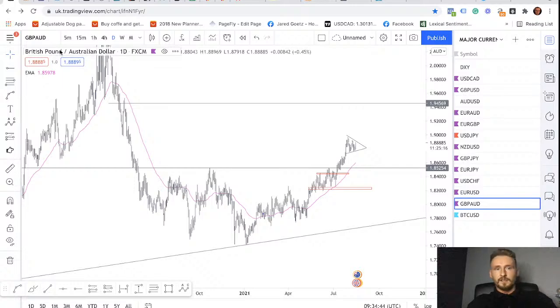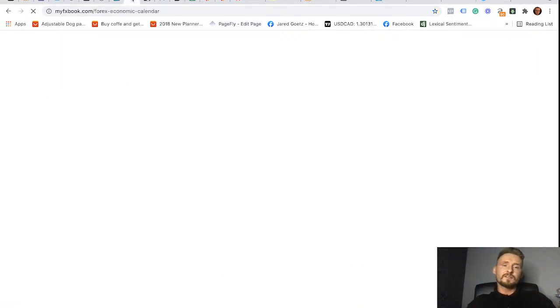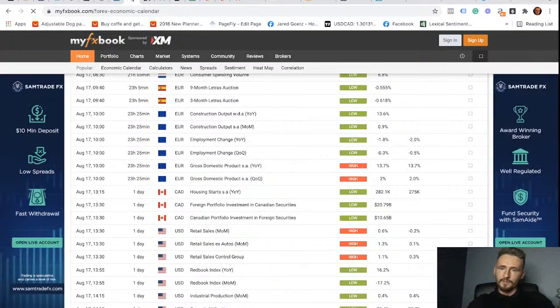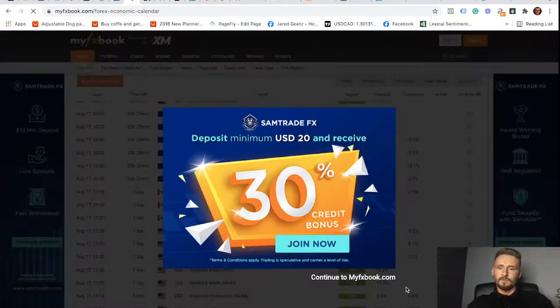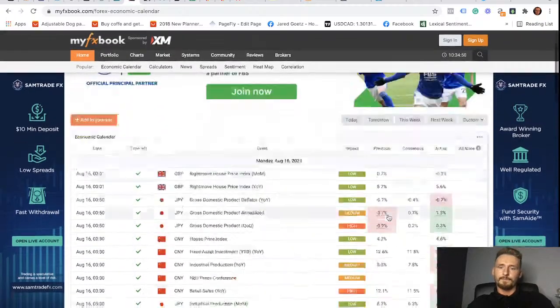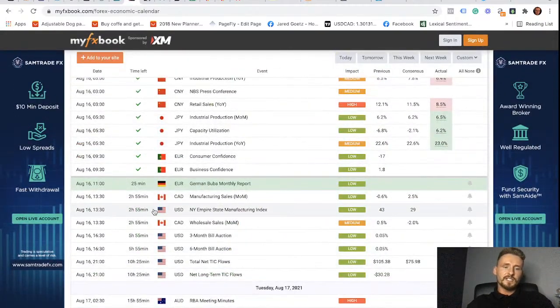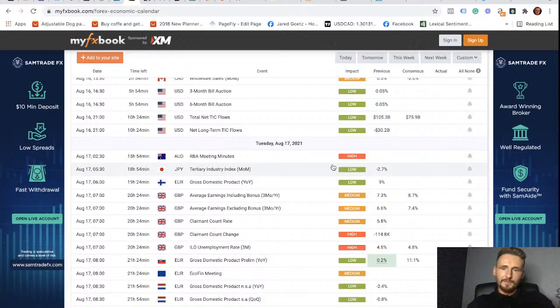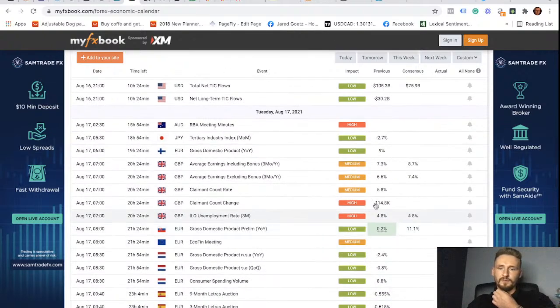But one last thing, the last piece of the analysis is of course the fundamentals, and we want to be focusing on the high impact news. Okay, so all these ones here you can see with the time left, these are the ones that are still to happen. We are of course on Monday, so I know high impact news Aussie, we want to be making sure that we know about that. Okay, 2:30 in the morning. Then of course we have the pound, high impact, so that's at 5 o'clock in the morning, 7 o'clock in the morning.